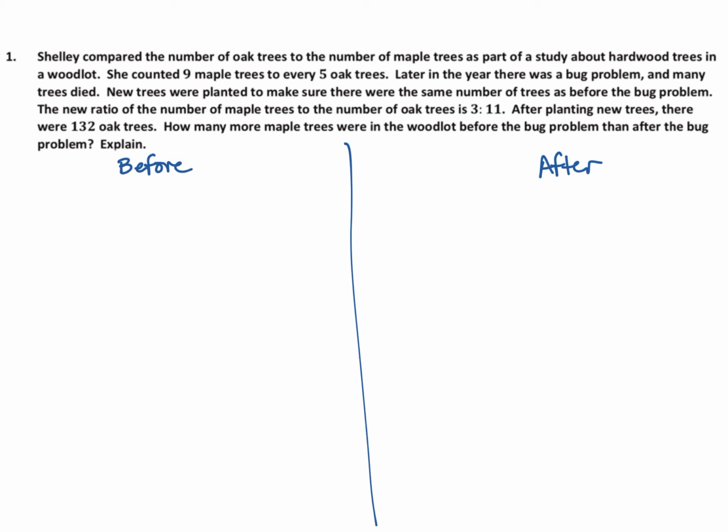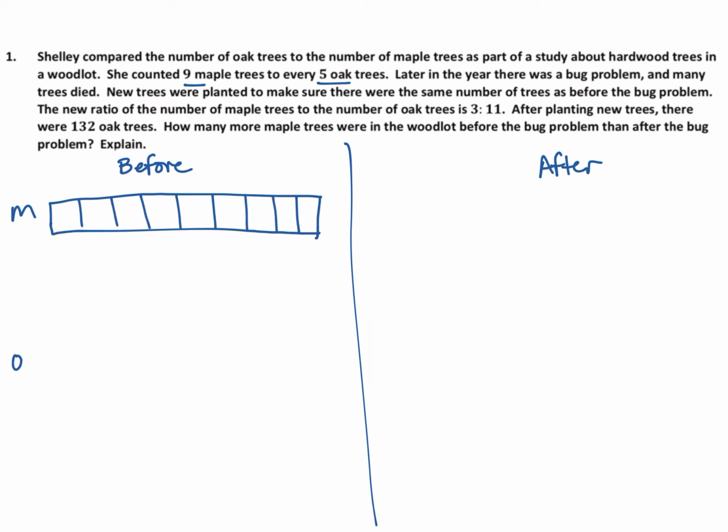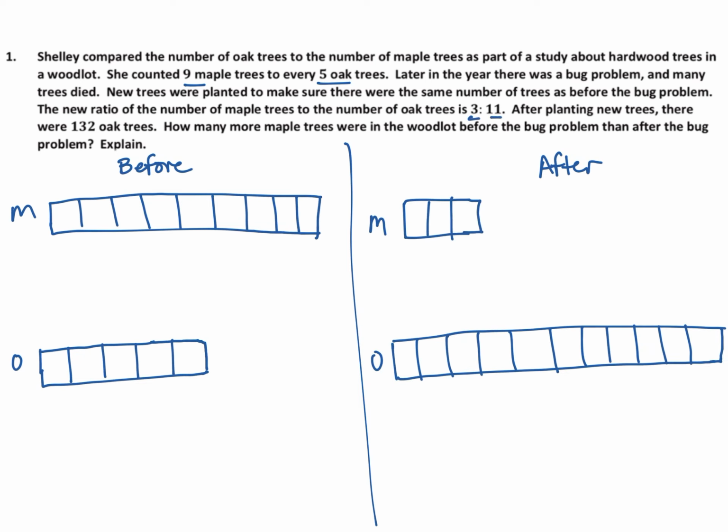The before needs 9 maple and 5 oak. Then after we have 3 to 11. It says after planting there were 132 oak trees. So this amount here should be 132. But we need to split it into 11 boxes.